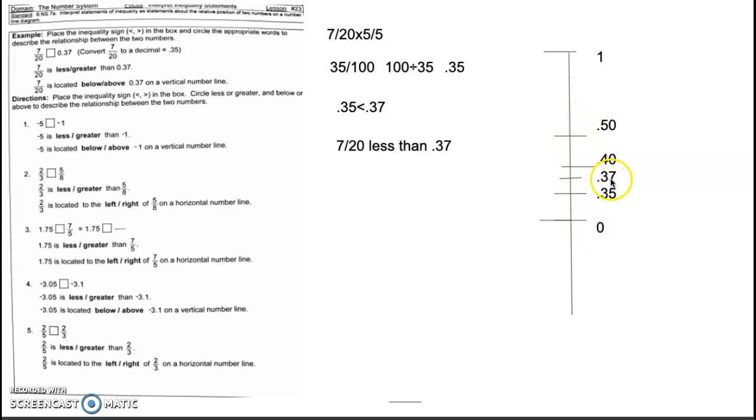I know that 37 hundredths is closer to 40 hundredths, or 4/10, than 35. So, is 35 hundredths above or below 37 hundredths? Well, it's below. So that means that 7/20 is located below 37 hundredths on the vertical number line.